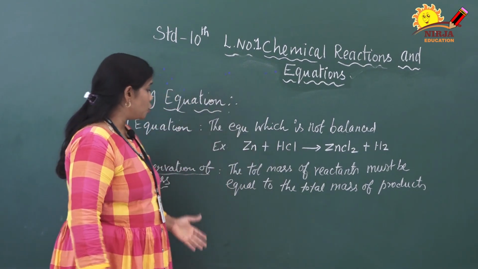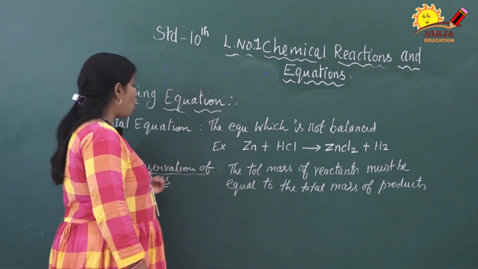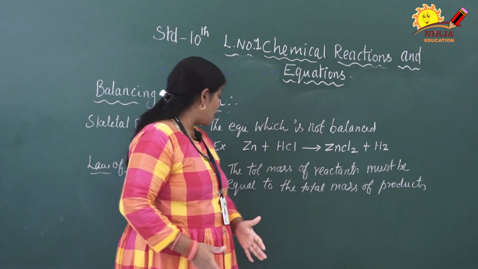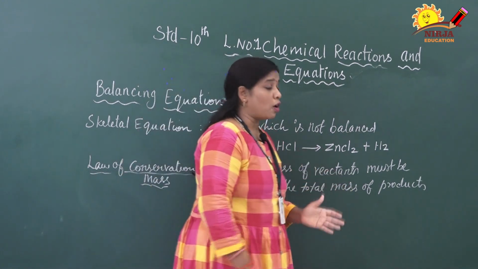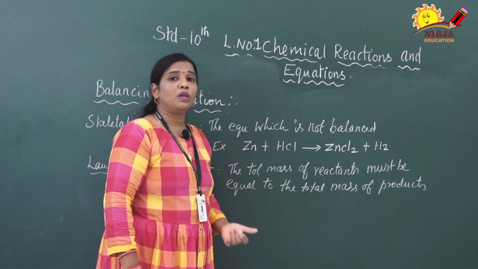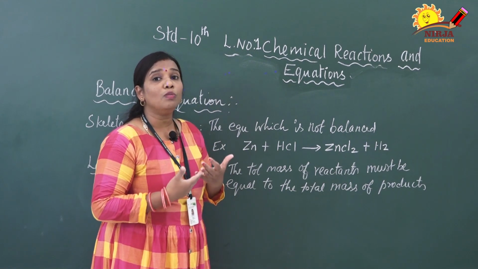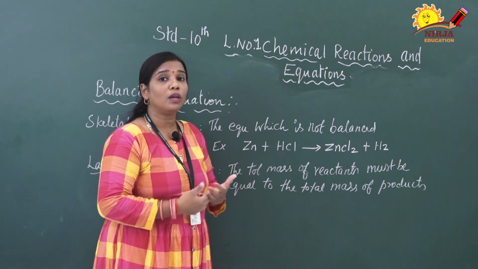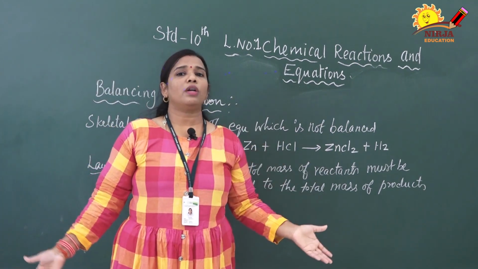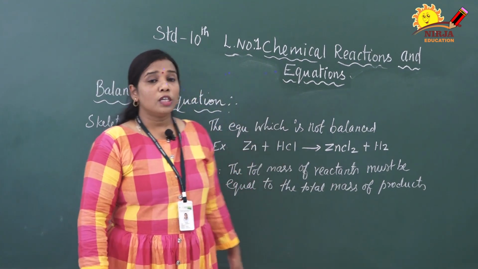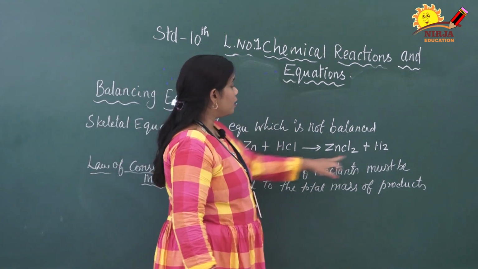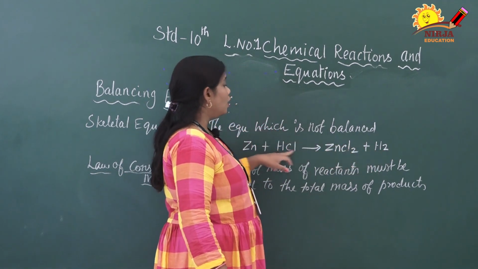Why we want to balance: you have already learned the law of conservation of mass. The total mass of reactants must be equal to the total mass of the products. Based on the law of conservation only, we have to balance the equation. The skeletal equation is converted into a balanced equation. That is very important. Why? Because the mass should be equal on the reactant side as well as the product side. Clear? Suppose I add 2 here, what will happen? 2 hydrogen, and 2 chlorine is there.